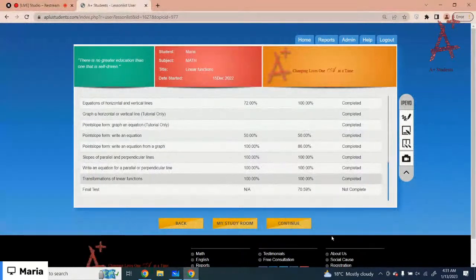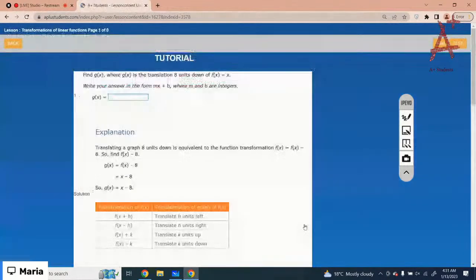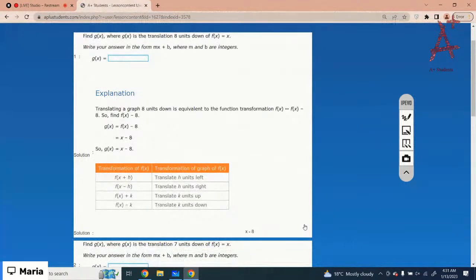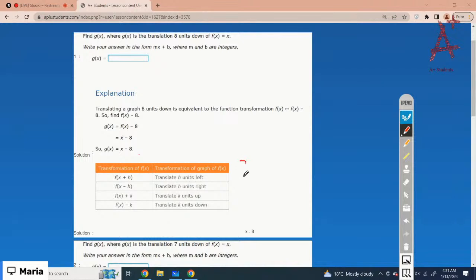Okay, here is the lesson transformations of linear function. Let's just start with the lesson. Find g of x where g of x is the translation 8 units down of f of x equals x. Basically, you have to translate the function 8 units down. Got it? Just look at the table. When you have to do the 8 unit down translation, you have to do f of x minus k. So use this translation, f of x minus k. Replace the values. You are given f of x that is x, and k is the translation, that is 8 units, so it would be x minus 8. Got it?